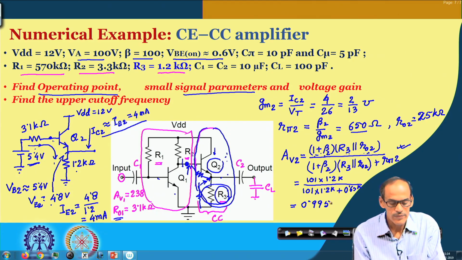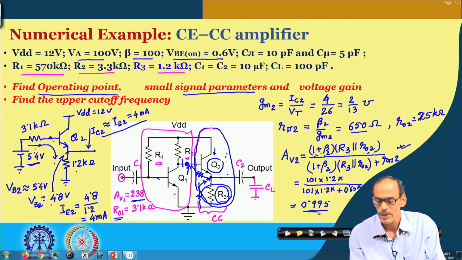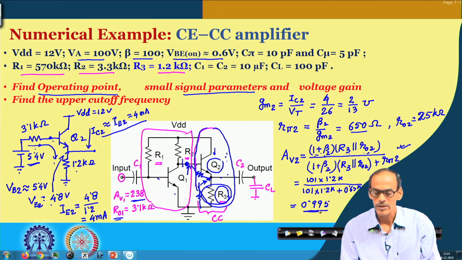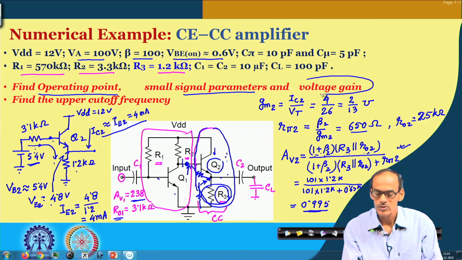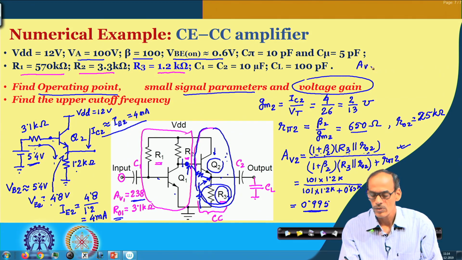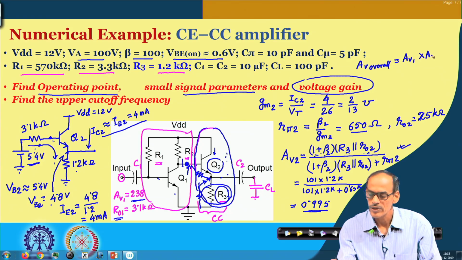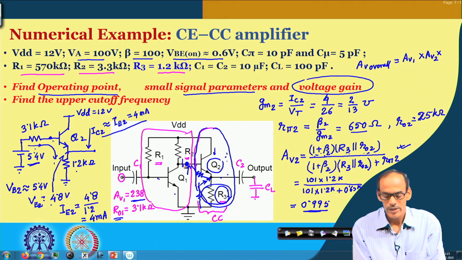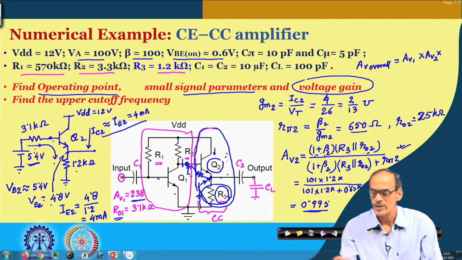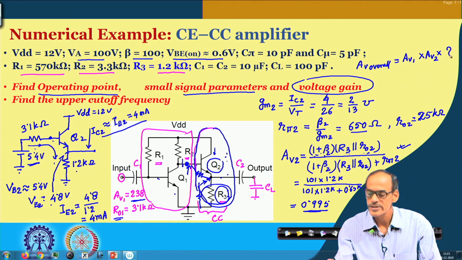So, we have the first stage gain here, and then we have the second stage gain. So, the overall gain, AV overall, equals AV1 multiplied by AV2, and also of course, we will have some attenuation due to the loading effect coming there. So, we will see this part.